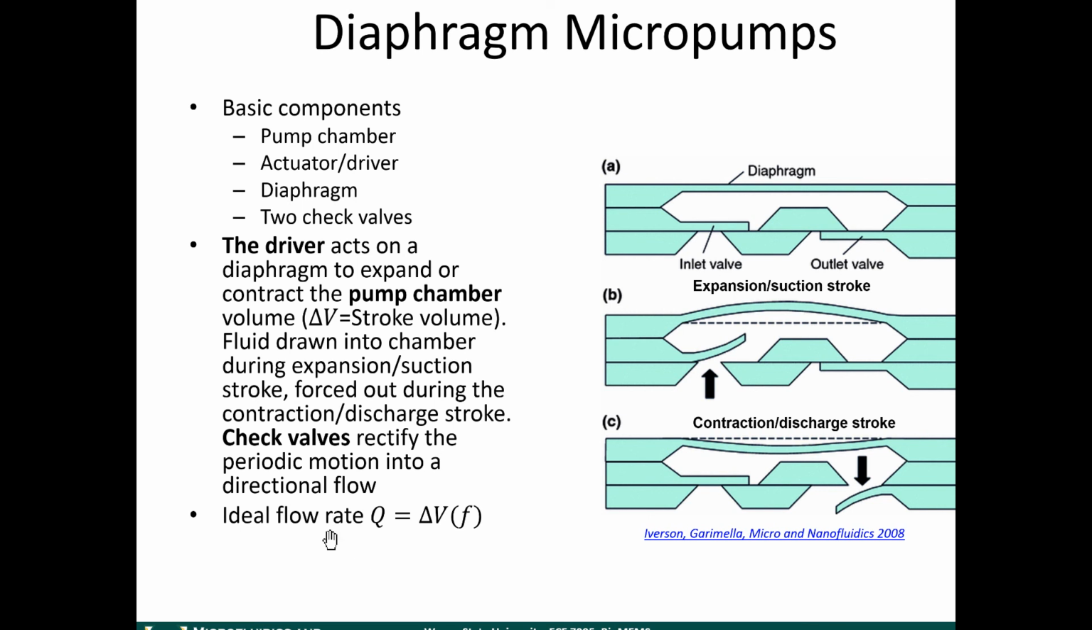The ideal flow rate provided by the diaphragm pump is a very simple formula. The flow rate is equal to delta V times the frequency. Delta V is the change in the volume of the chamber between the expansion and the contraction stroke. And the frequency is how many cycles per second the diaphragm is moving.